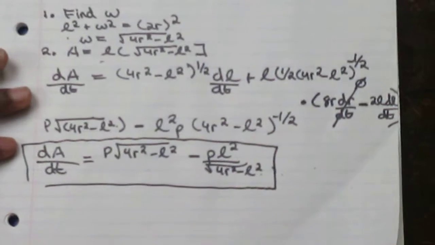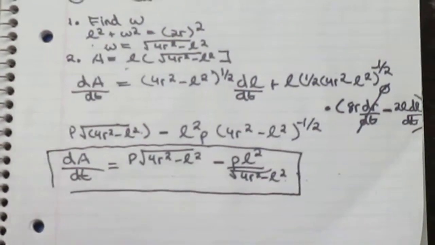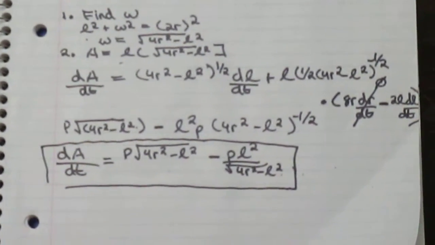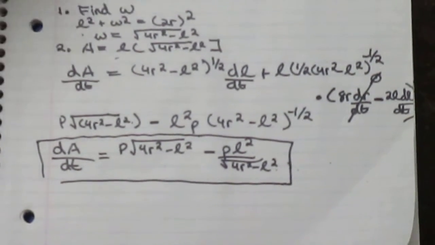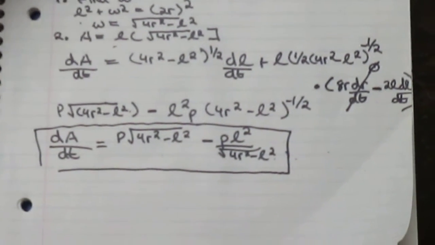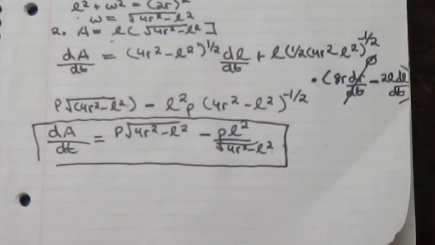And take note that R and L are constants. Right now we're just working with them as variables. But in the actual real life problem, these are constants. And that's all we have.